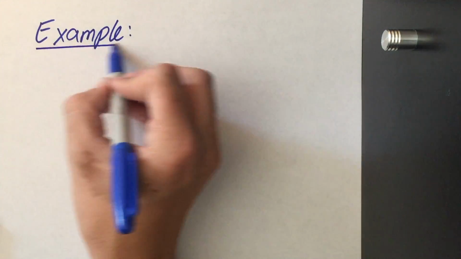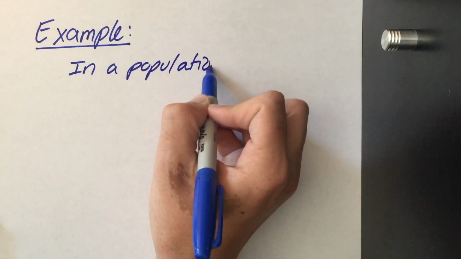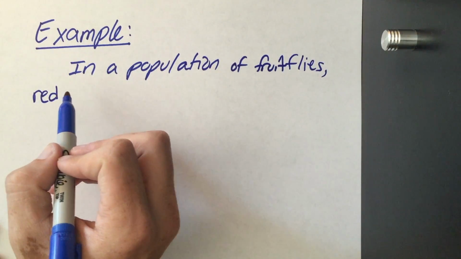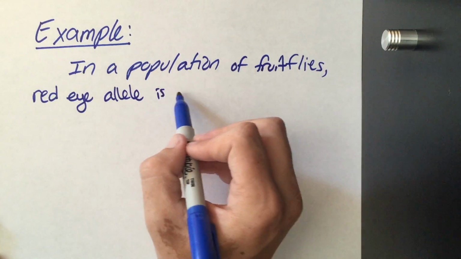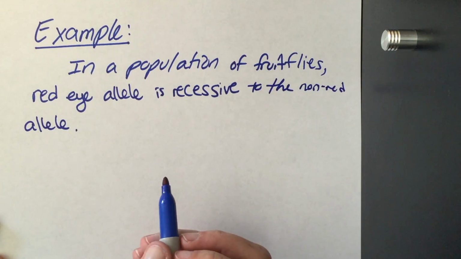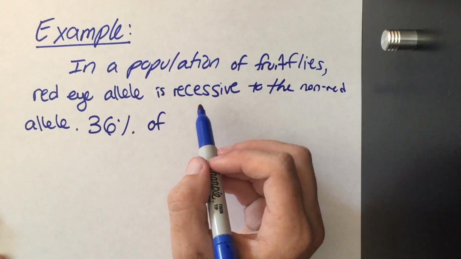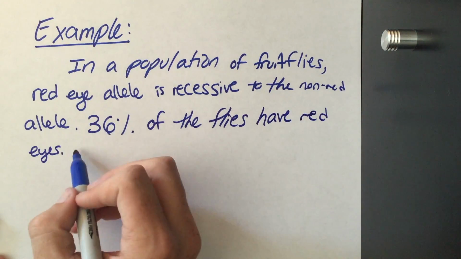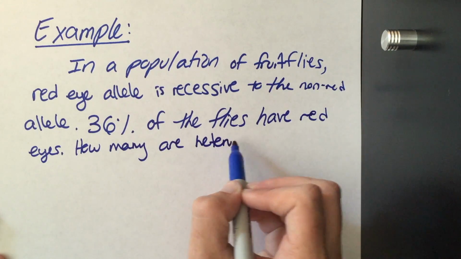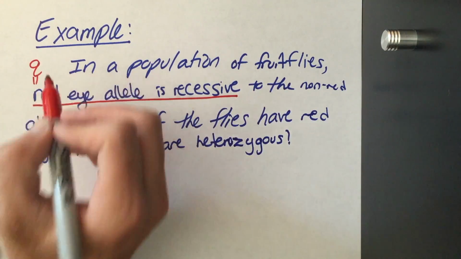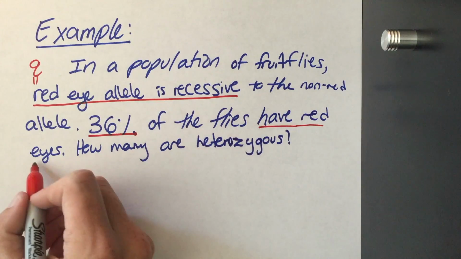Now let's do an example. Let's say in a population of fruit flies, the red eye allele is recessive to the allele that codes for non-red eyes. If 36% of the population of flies have red eyes, how many are heterozygous? So since we know that the red eye allele is recessive, it'll be signified by Q. And those with red eyes must be homozygous recessive.